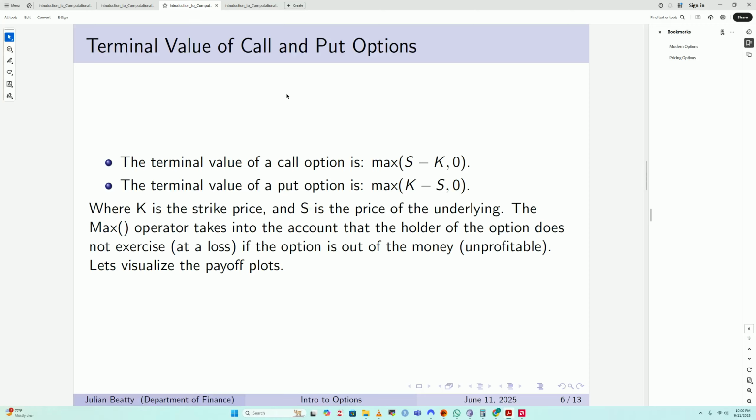Similarly, for a put option, it's the strike price minus the stock price. And if the strike price is lower than the stock price at expiration, your payoff is zero and you just lose the premium. This is because options give you the right, but not the obligation, to buy the underlying at the specific strike price. So let's try and visualize this.